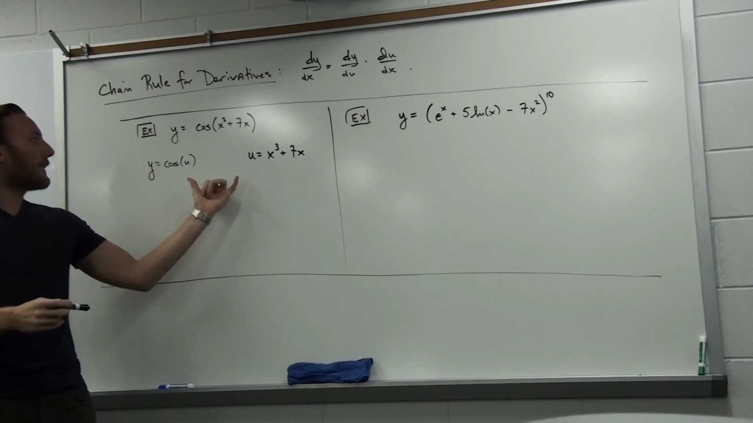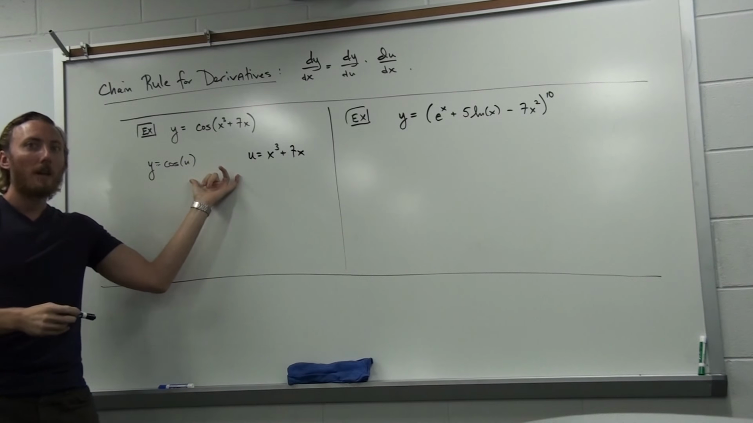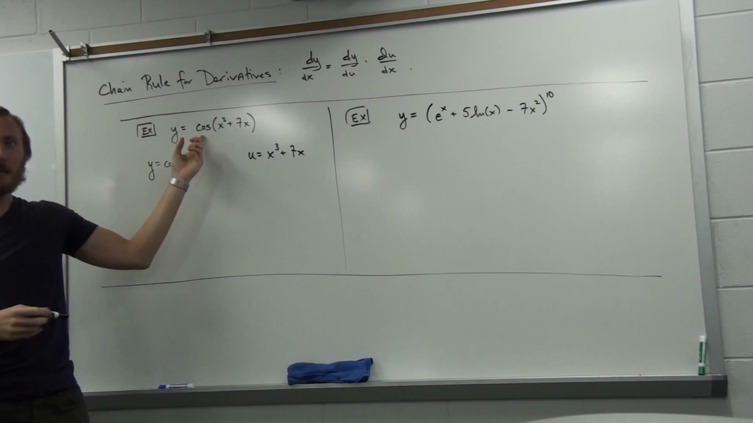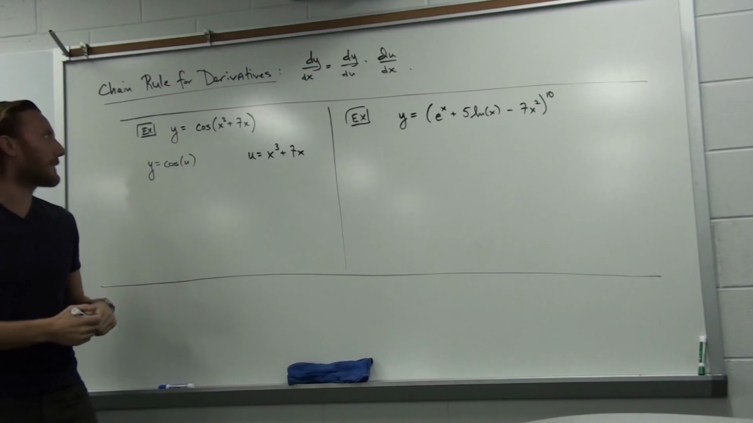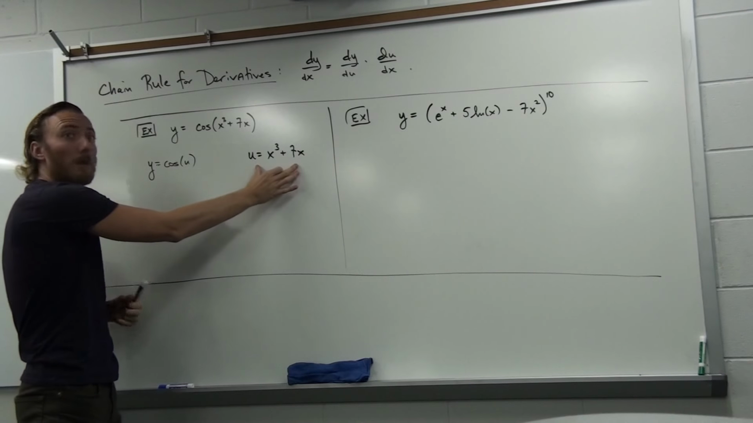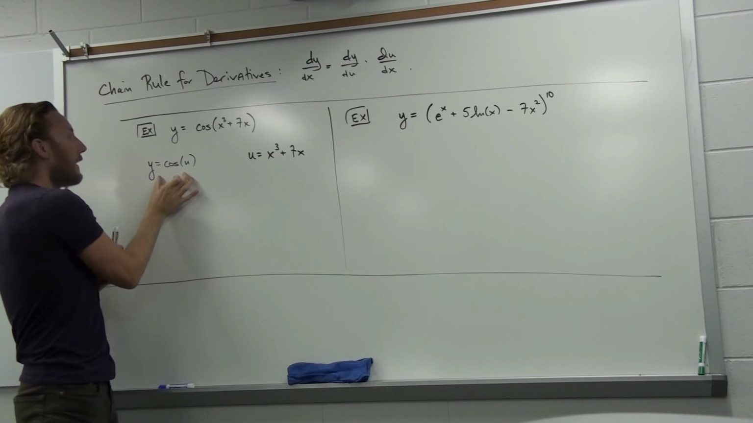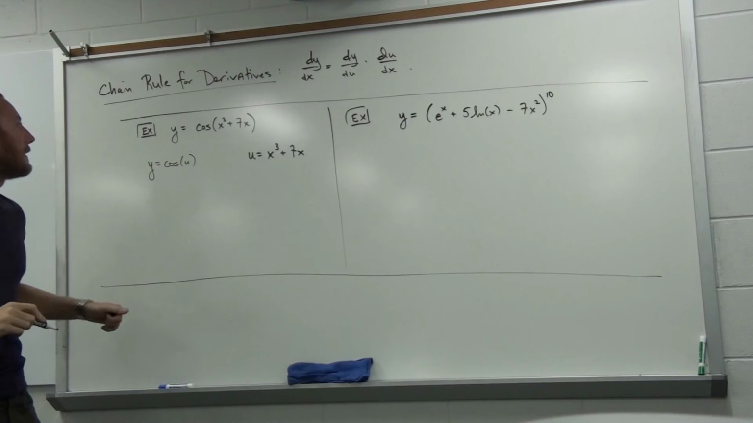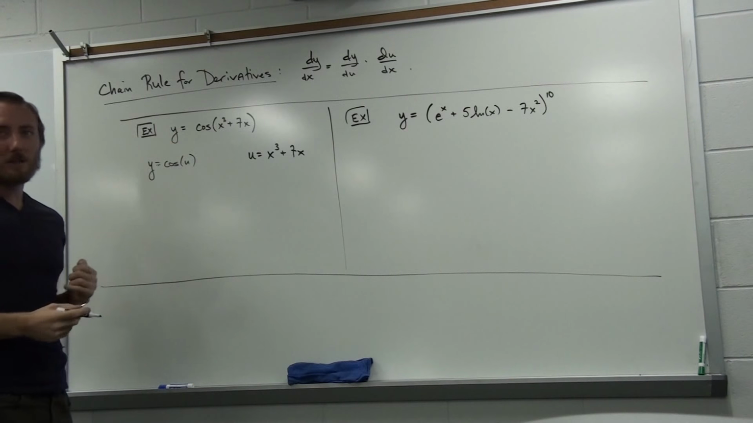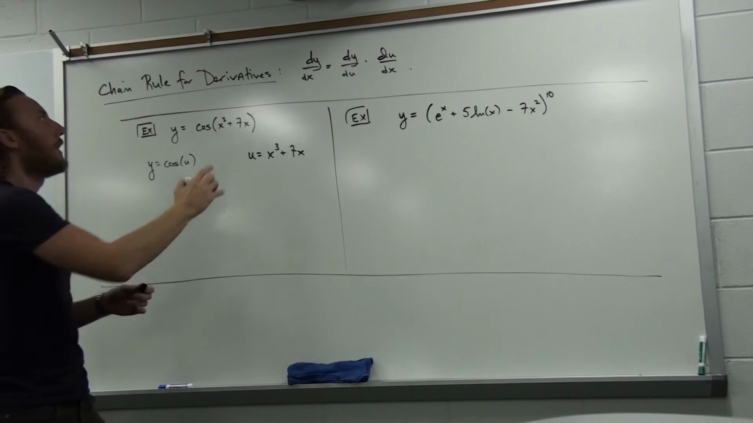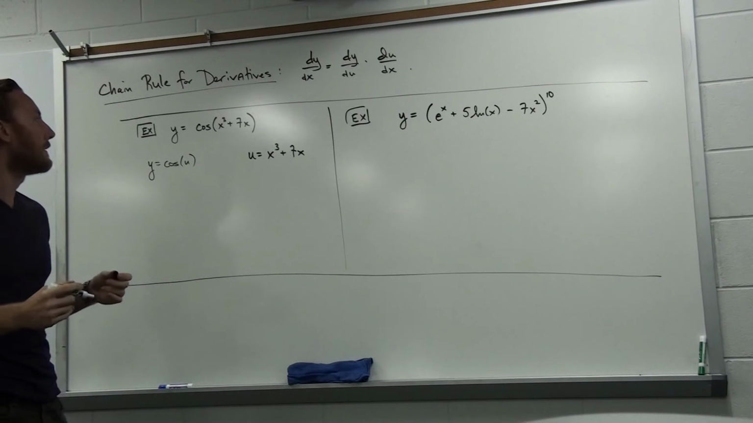And if you think about it, these two statements combined form the original statement. The original statement was we have the function y equals cosine of x cubed plus 7x. And if we let u be x cubed plus 7x, then our function is y equals cosine u. And then, as we proceed to the chain rule, what we're looking to find is the derivative of our original function. We're looking to find dy over dx.